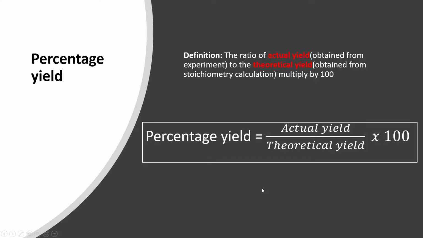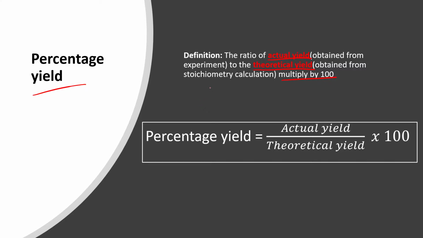Okay, now we're gonna look at percentage yield. Percentage yield is the ratio of actual yield to the theoretical yield obtained from the experiment, multiplied by 100. Why we have percentage yield is that when we do stoichiometric calculation, we calculate based on the moles, based on the molar mass.